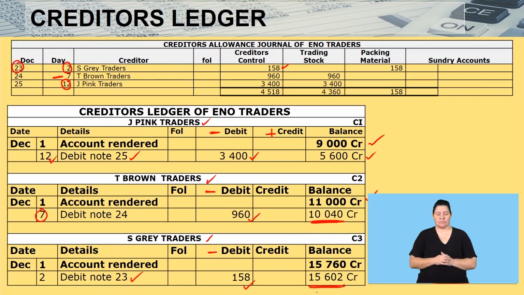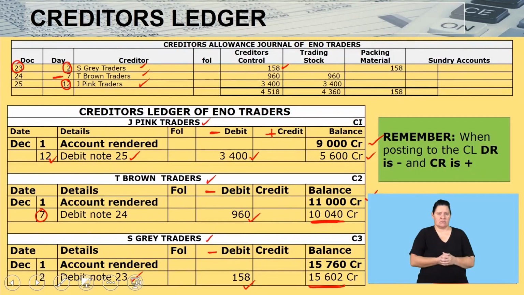The other way that you could have done this was to start with S Gray, T Brown, and J Pink. That is normally how you would have done it. All right? And then after that, we can quickly post to our creditors list. Let's see how we would do that if we were preparing the creditors list. It is very important that I keep reminding you that when we are posting to the creditors ledger, the debit is a minus, as you saw here, and the credit is a plus.